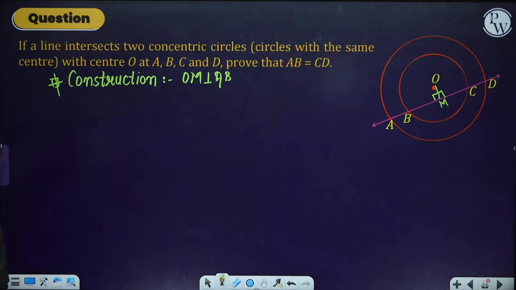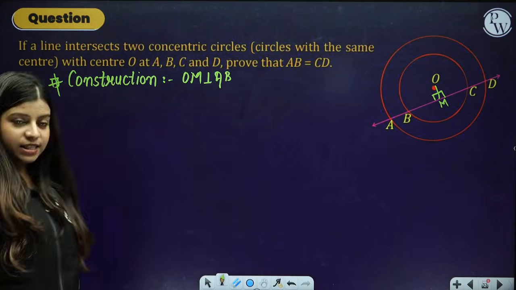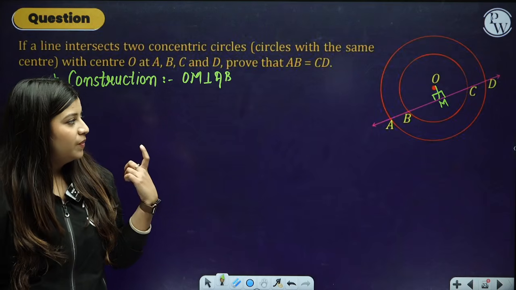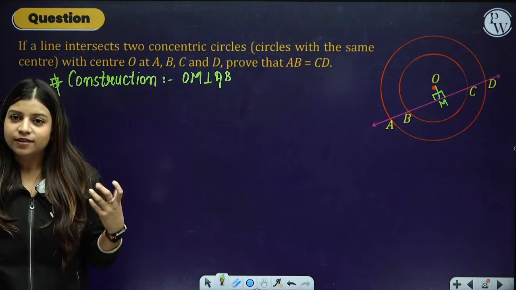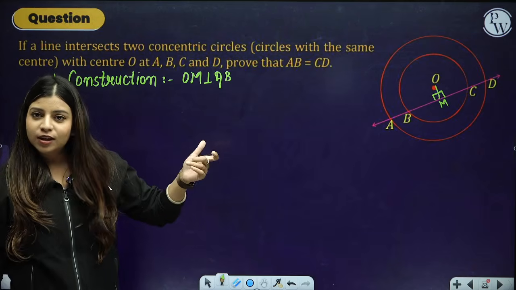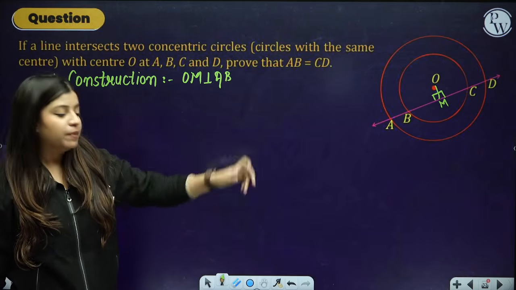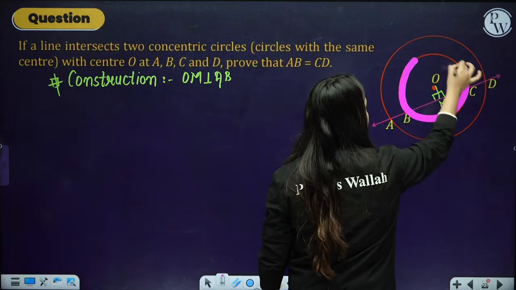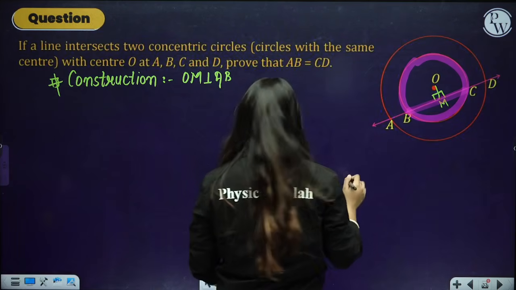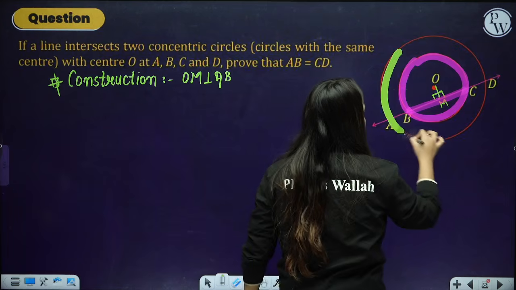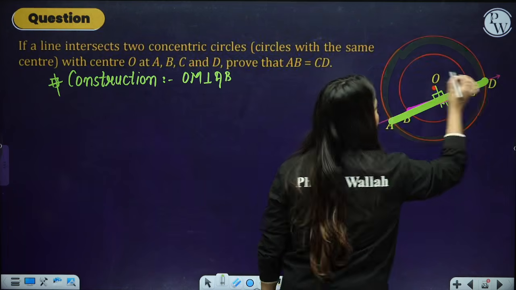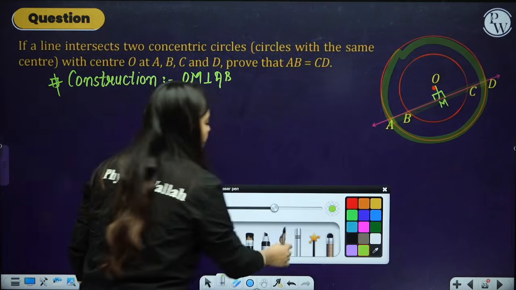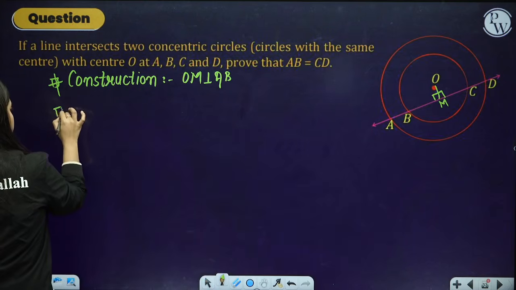Now, the next thing that we have over here is, see, BC is a chord of the smaller circle, AB is a chord of the bigger circle. If this is the smaller circle, BC is the chord. Now, if this one is the bigger circle, AB is the chord. So, we are taking both of them as chords of a circle. Now, let's prove this.